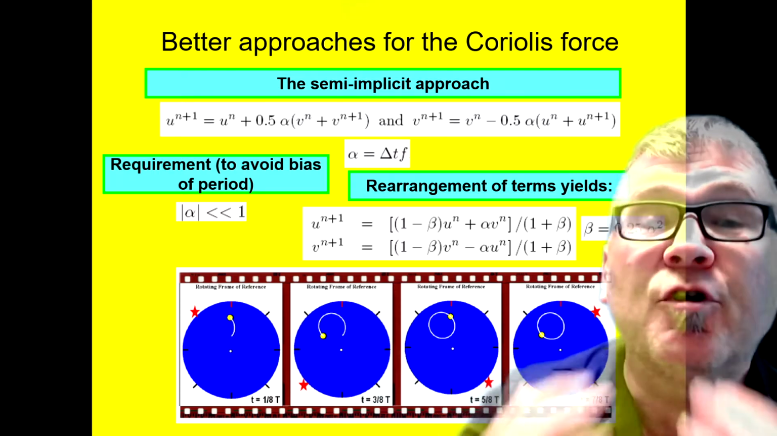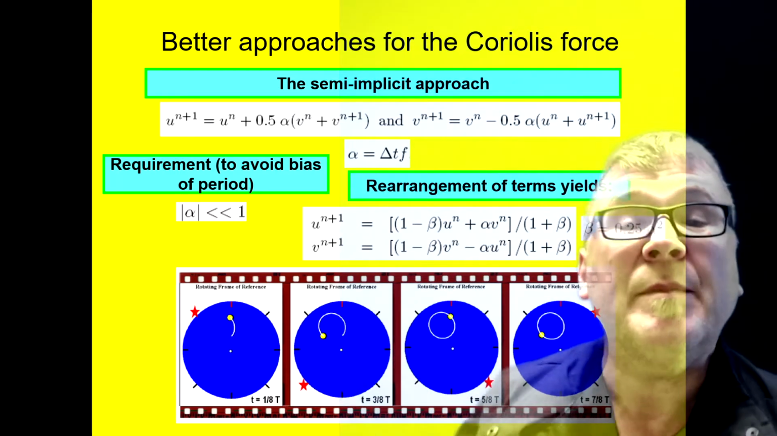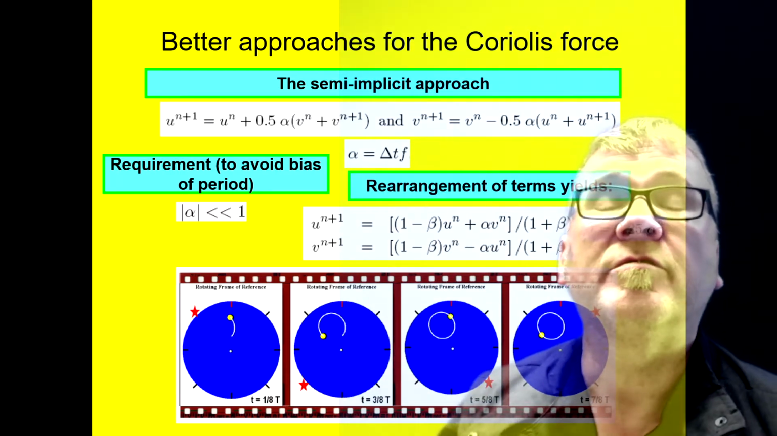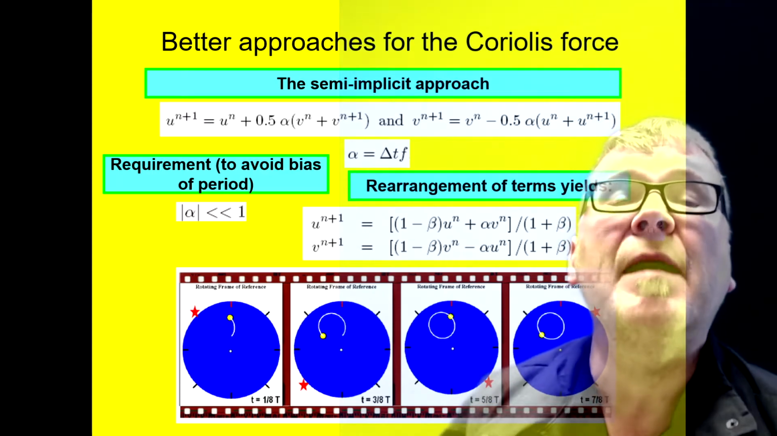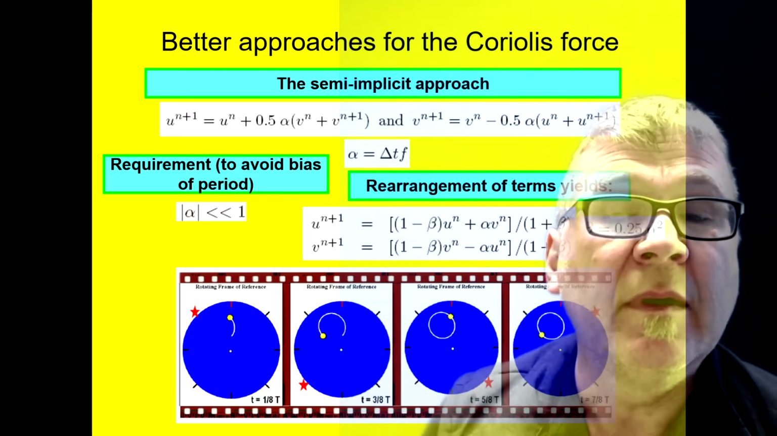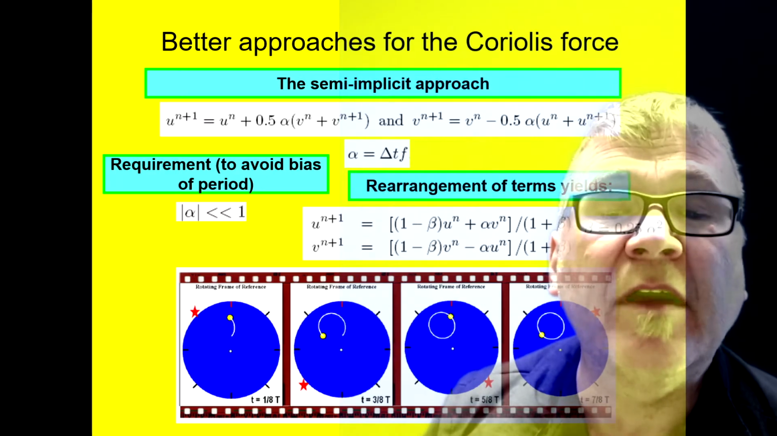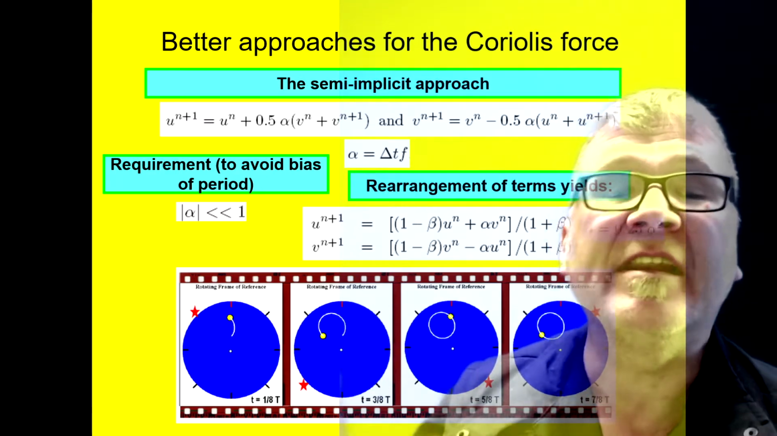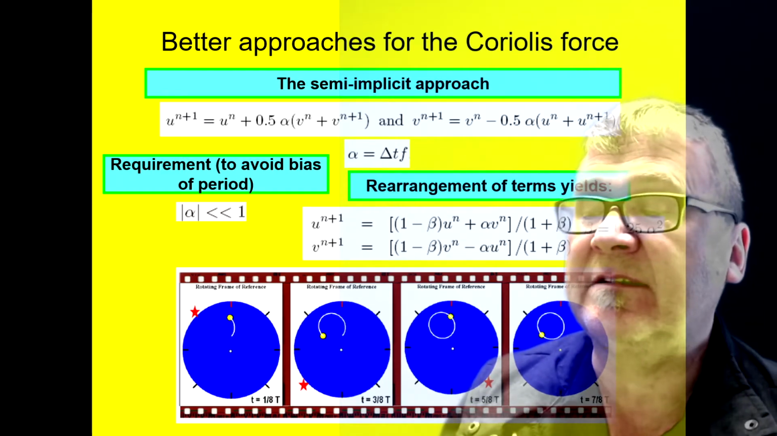So now here's an approach that does work. It's the semi-implicit approach. The semi-implicit approach is actually you split up the Coriolis term into half from the current time level and half from the next time level. And this is shown here in these equations.